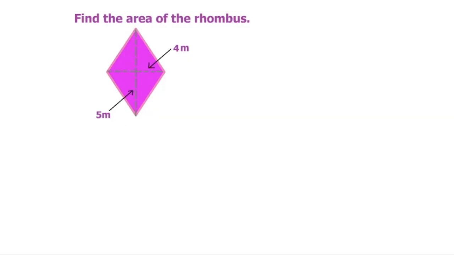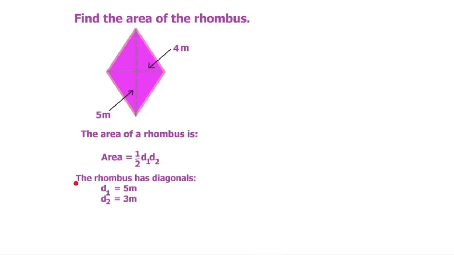Okay, so the area of a rhombus is 1/2 times diagonal 1 times diagonal 2. So now we just have to look for the diagonals and we take note of them. The rhombus has diagonals D1 equals 5 meters and D2 equals 3 meters.